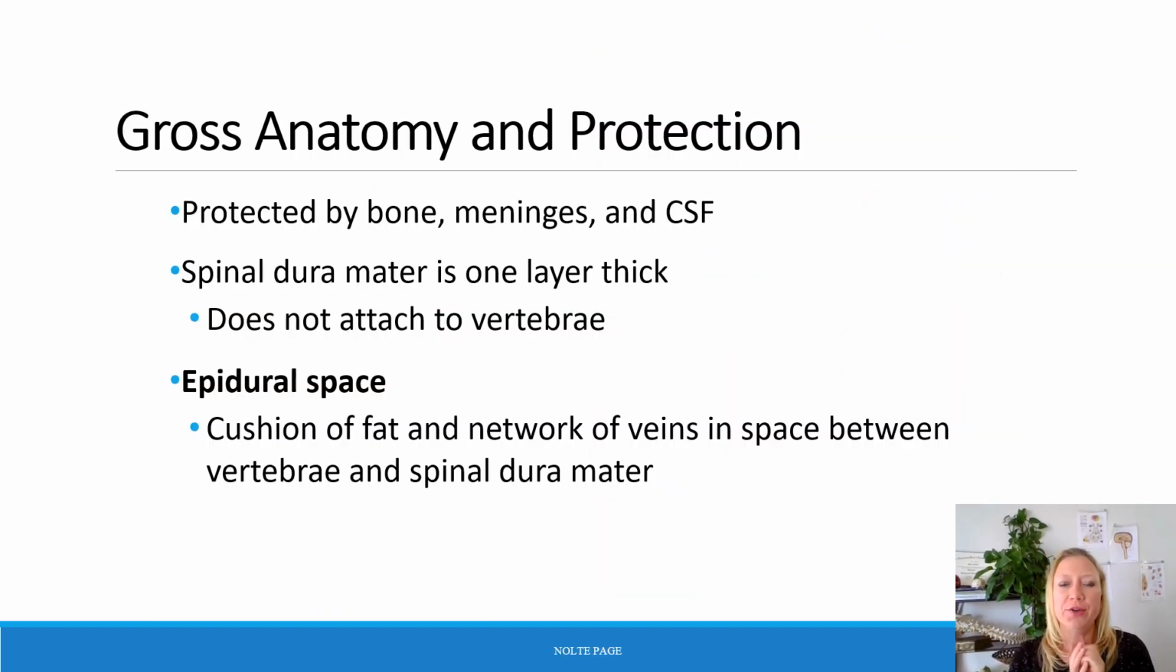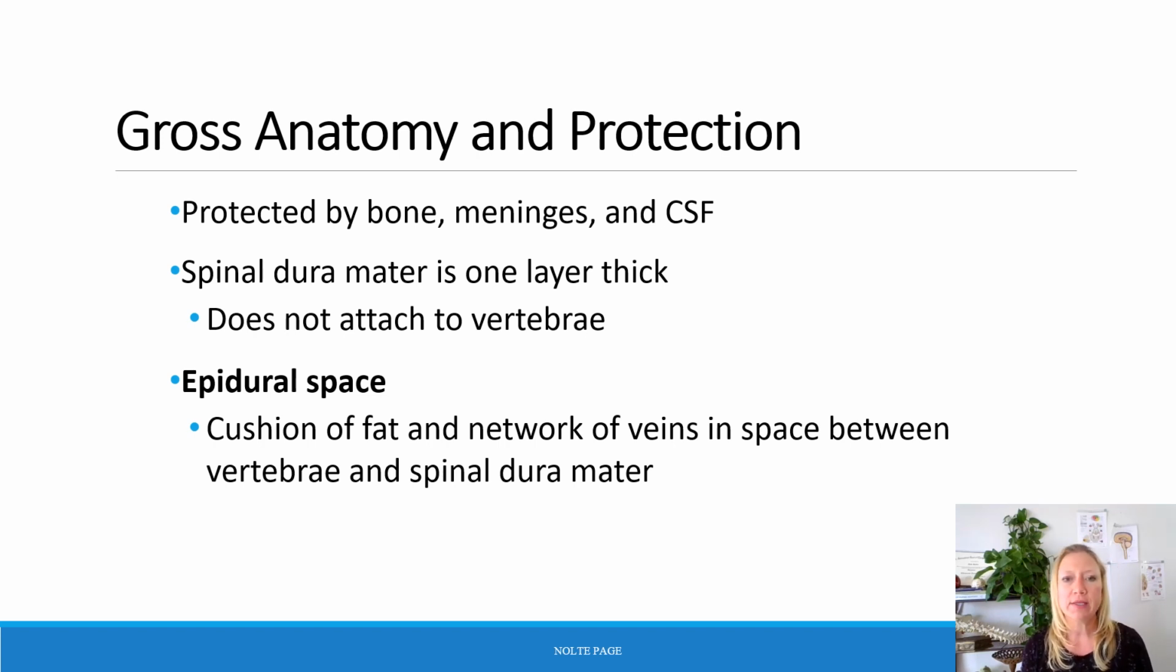All right, so gross anatomy and protection. Our spinal cord is protected by bone. We see the meninges, and then cerebral spinal fluid we went through in a different chapter as well. It's replaced every 8 hours. It's an ultrafiltrate, remember? So it is that blood-brain barrier. The ependymal cells are making our cerebral spinal fluid. Astrocytes help to create part of that blood-brain barrier as well, the structural aspect of it, remember?